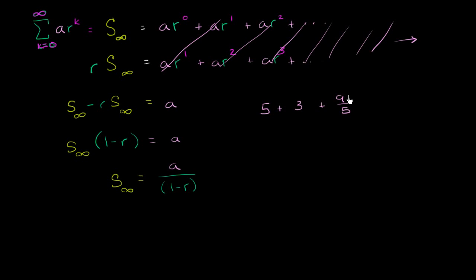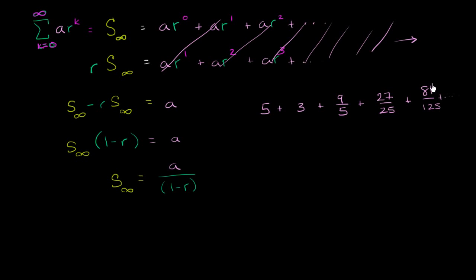Or I multiply by 3/5 again. So 5 times 3/5 is going to be 3, times 3/5 is going to be 9/5. Actually, no, that was right. Times 3/5 is going to be 27 over 25. Times 3/5 is going to be 81 over 125. And we keep on going on and on and on forever.